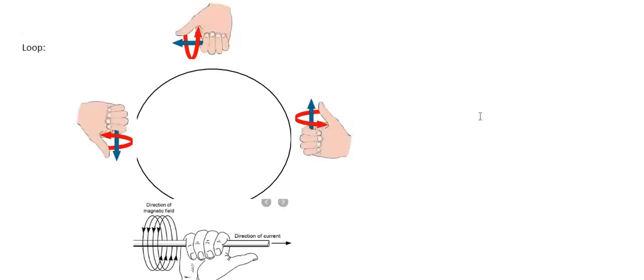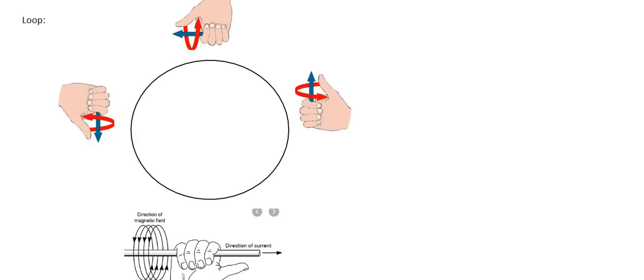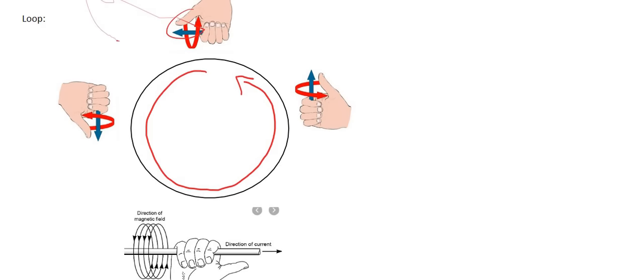Now what we're going to do is have a look at a loop of wire. All you're going to use is the right-hand rule once again. So let's say we have electricity flowing in this loop of wire, and it's going in this direction, so in an anti-clockwise direction. To work out how the magnetic field would look, you could take random spots and just hold the loop in your right hand, and your thumb must always point in the direction of the current.